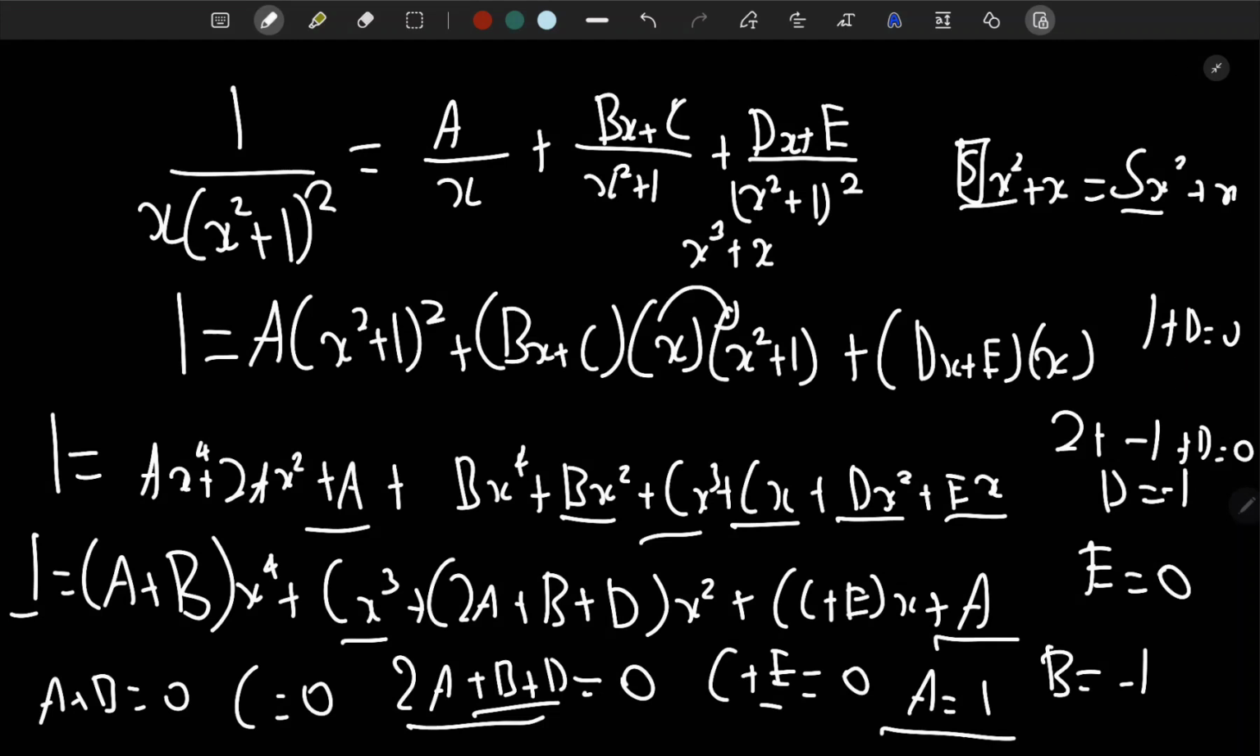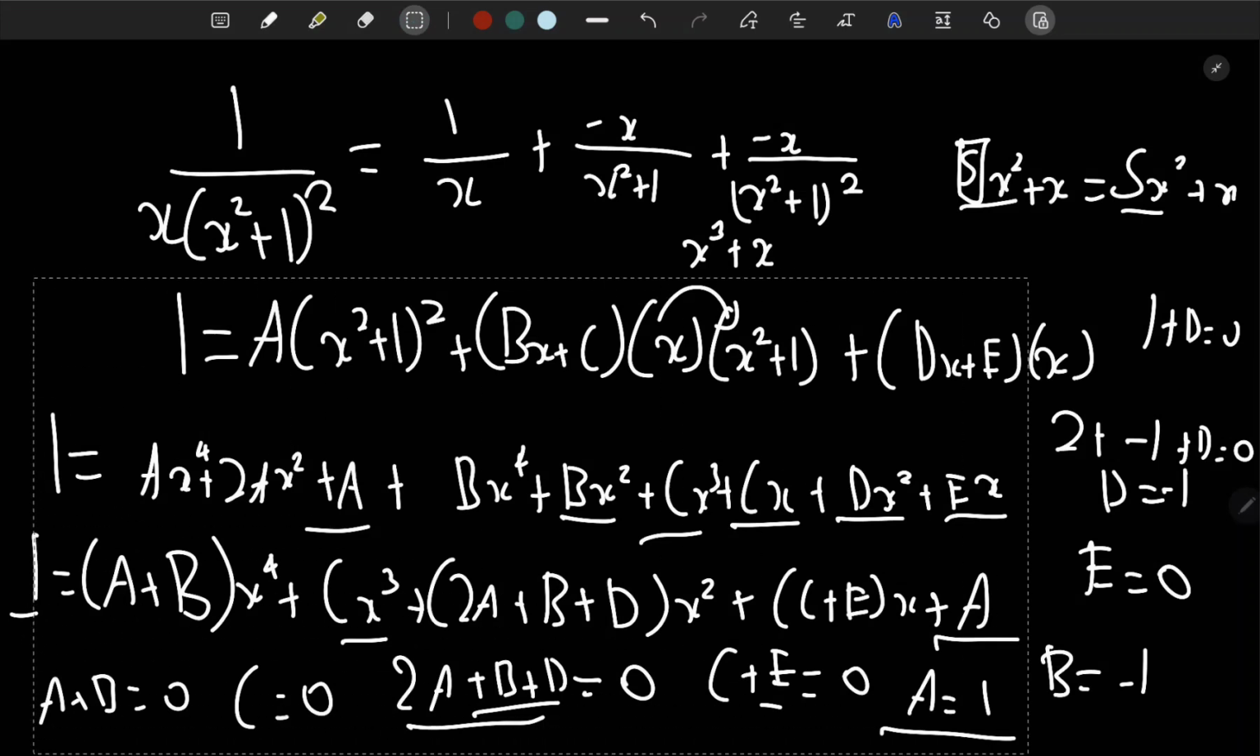Now we have all the unknowns. All we need to do now is to integrate. So let me just clear my screen and write the unknowns. So a is going to be 1, b is minus 1, c is just 0, so we can just take that out, d is minus 1, and e is also 0. So now let me clear my screen and let's integrate this.